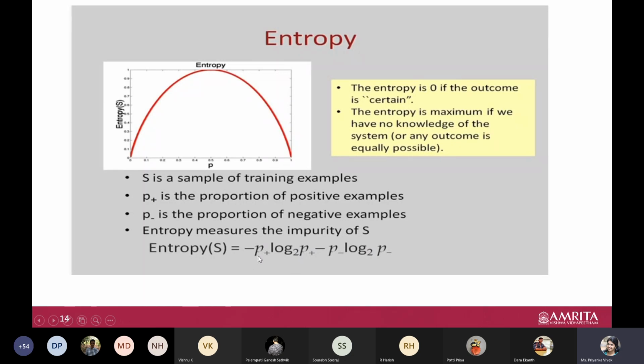It would be what? The proportion is half, so both P plus and P minus would become half. So it would be minus half log half. What would be log 1 by 2 to the base 2? How would you calculate that? We can write 1 by 2 as 2 power minus 1, so we write it as log 2, 2 power minus 1.